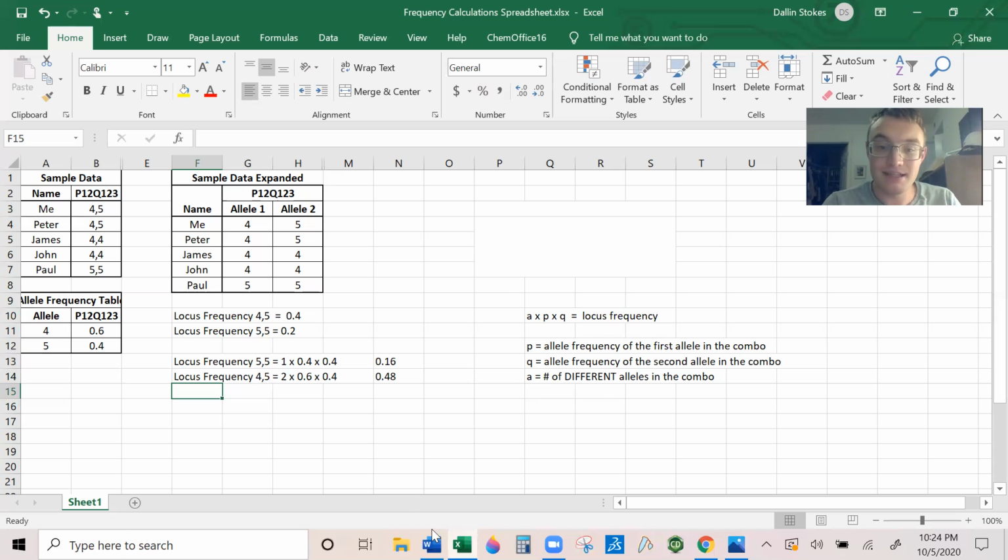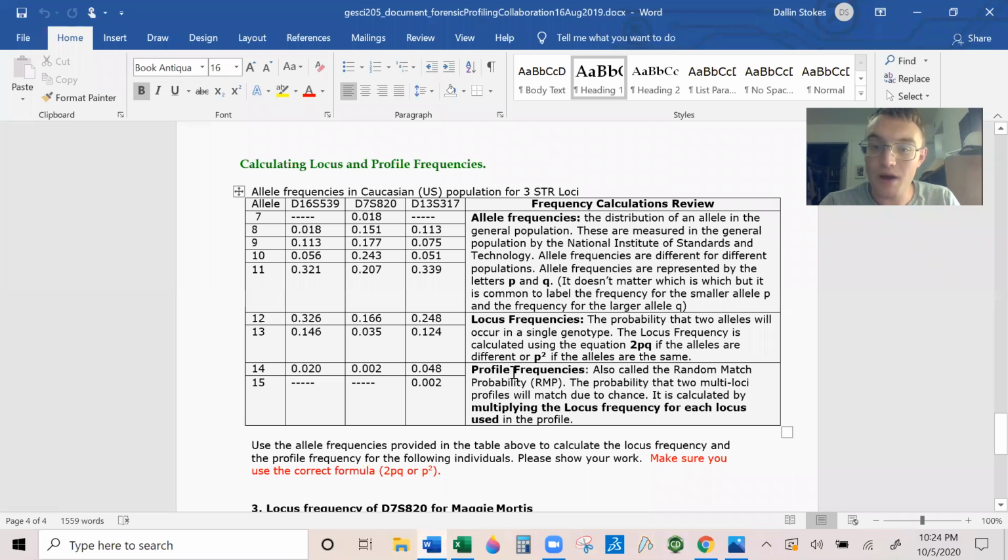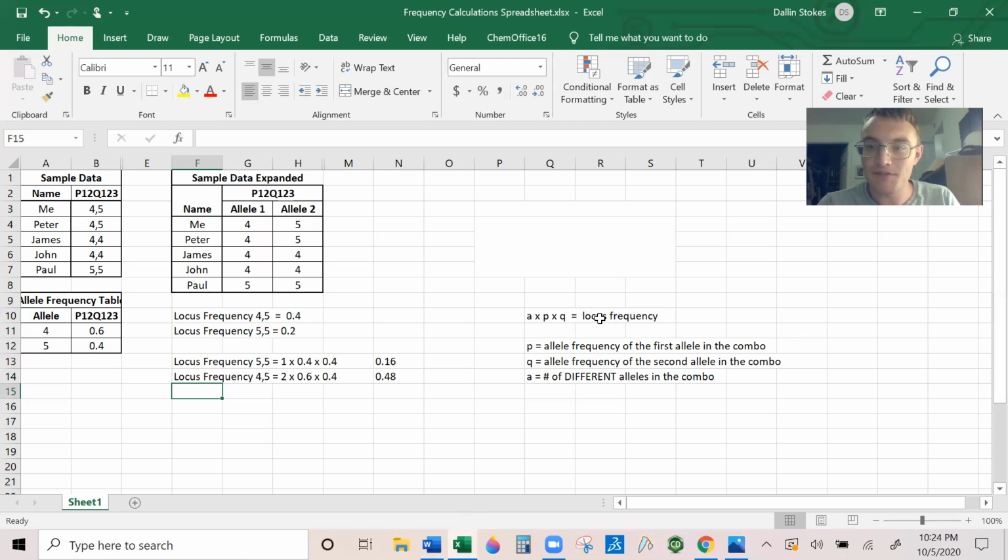Then the other formula says to use P squared if the alleles are the same. Well, if the alleles are the same, like Paul's, 5, 5, then that would mean A is 1, and P and Q are going to be the same number because both alleles are the same. They were both 0.4, which means P is the same thing as Q in this particular case. So they just say P times P or P squared. So 1 times P is P squared. That's exactly what my formula says.